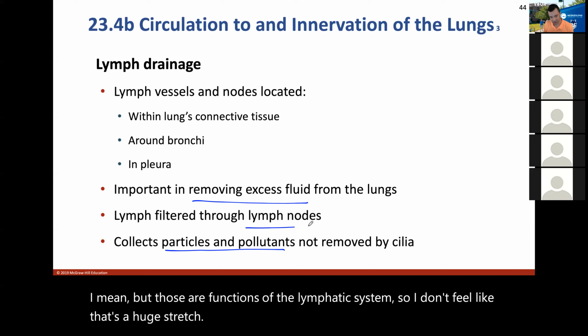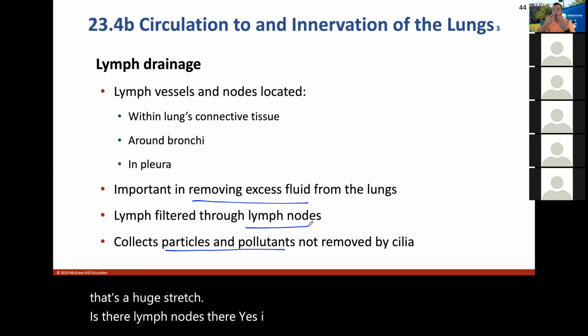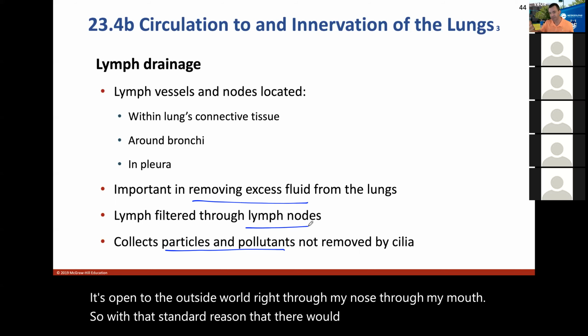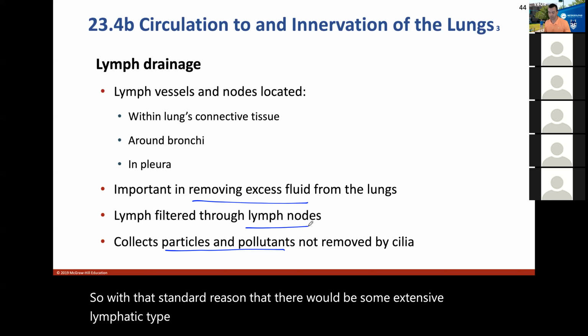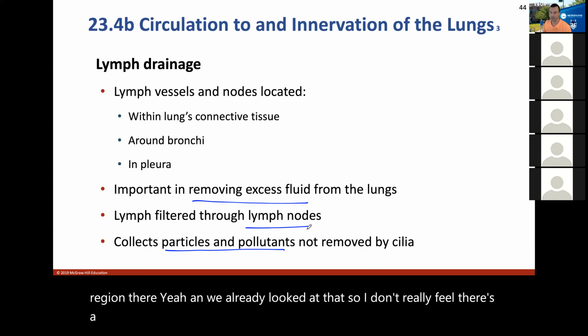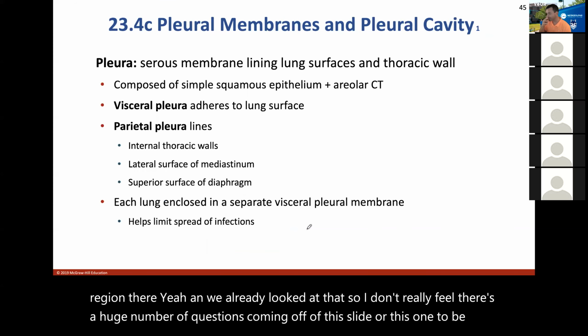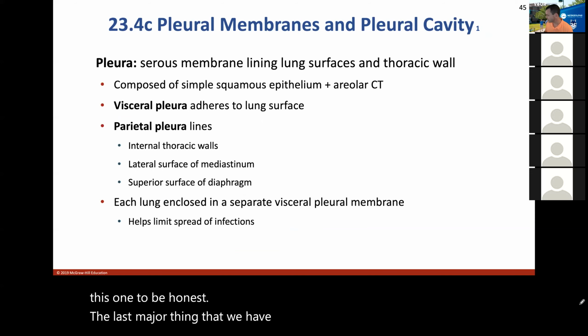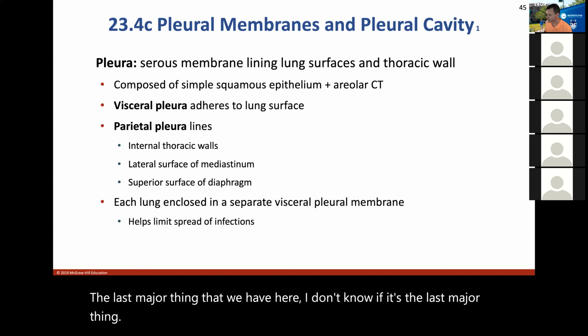Is there lymph nodes there? Yes. It's open to the outside world, right? Through my nose, through my mouth. So would it stand to reason that there would be some extensive lymphatic type tissue there, lymph nodes within the bronchiomediastinal region? Yeah, and we already looked at that. So I don't really feel there's a huge number of questions coming off of this slide, to be honest. The last major thing that we have here, well, yeah, it's the last major thing.